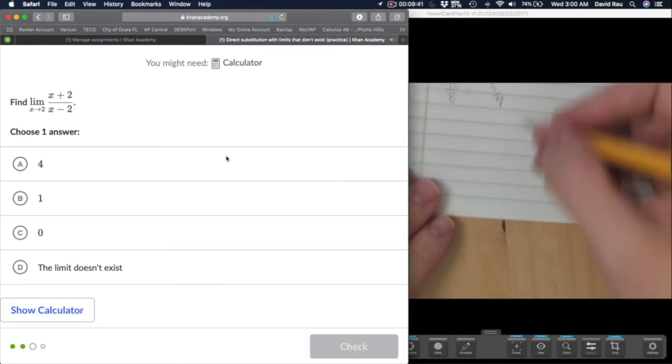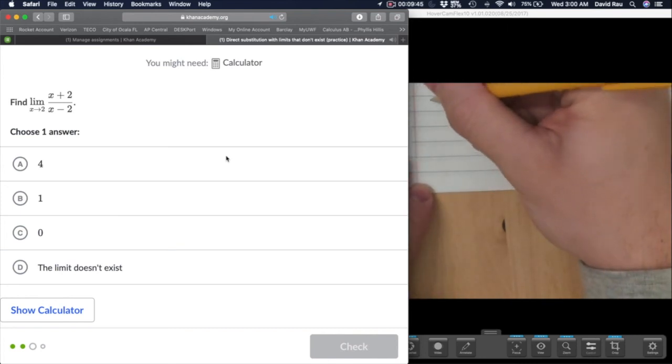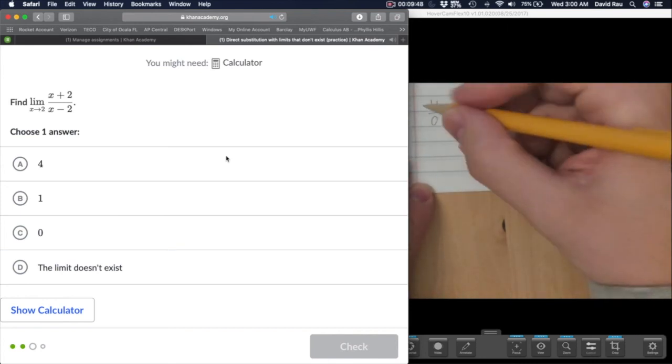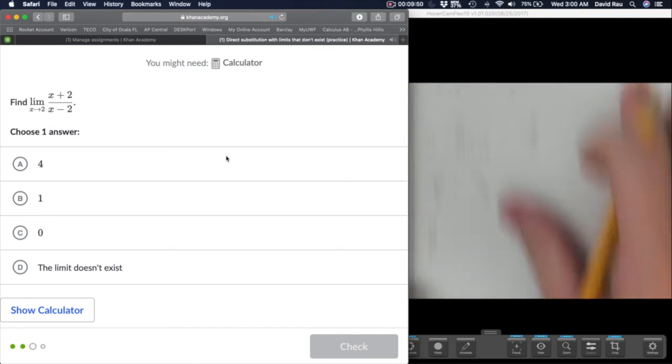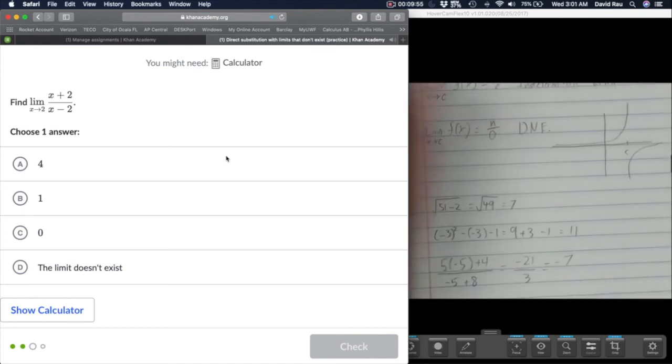All right, up next in this example, when you plug in 2, I'm just going to go a little bit more quickly. Your numerator will be 4, your denominator will be 0. So we have a number over 0. We've seen that before. If that ever happens, there's nothing that you can do. It just does not exist.